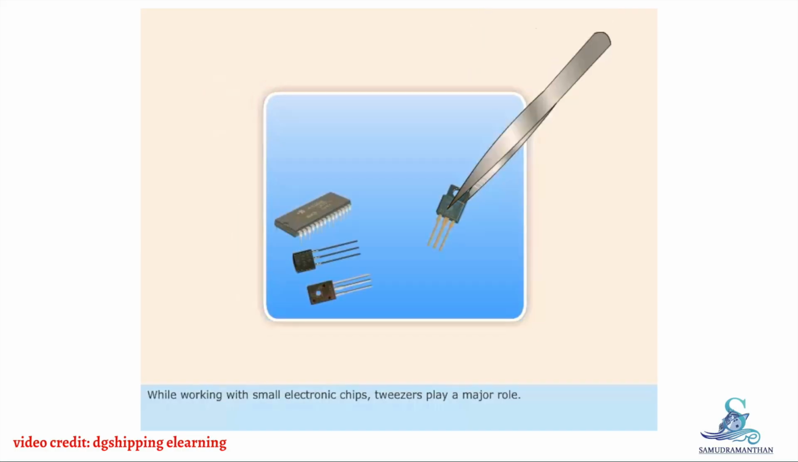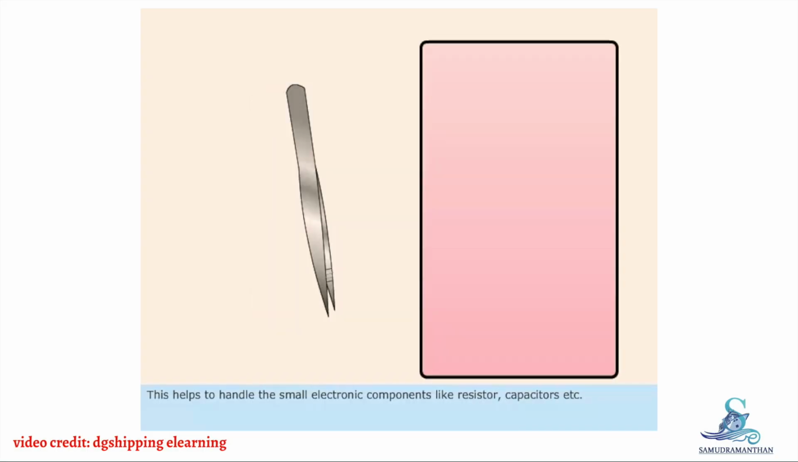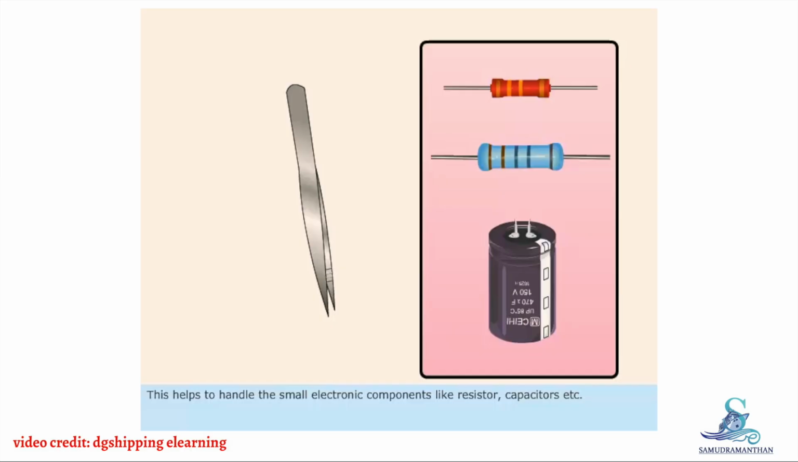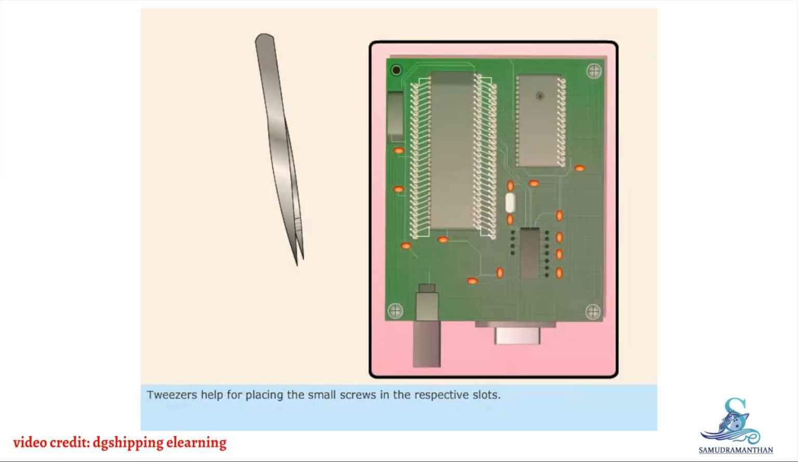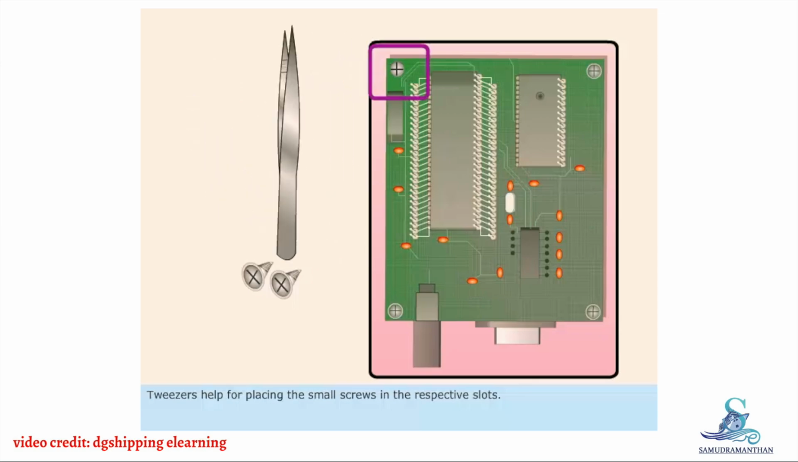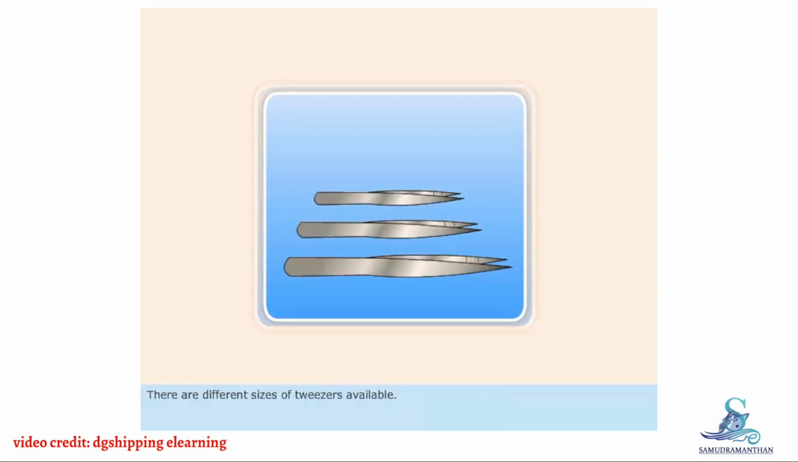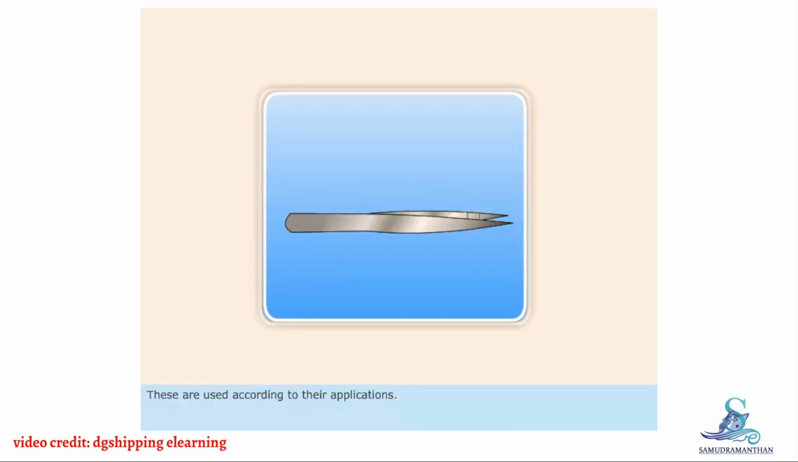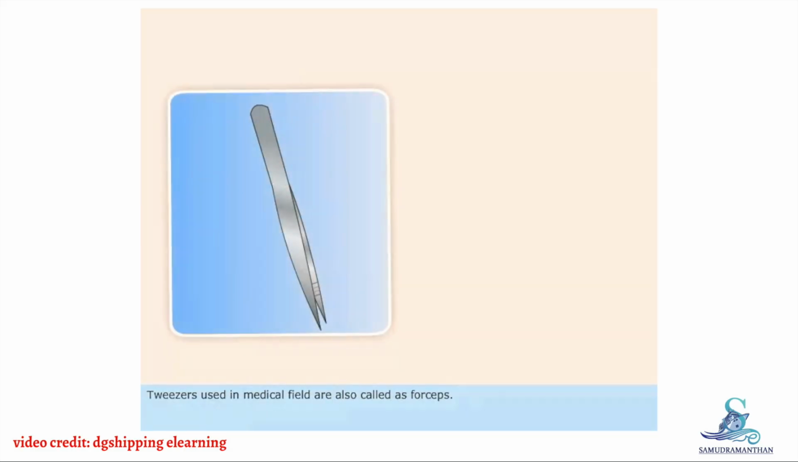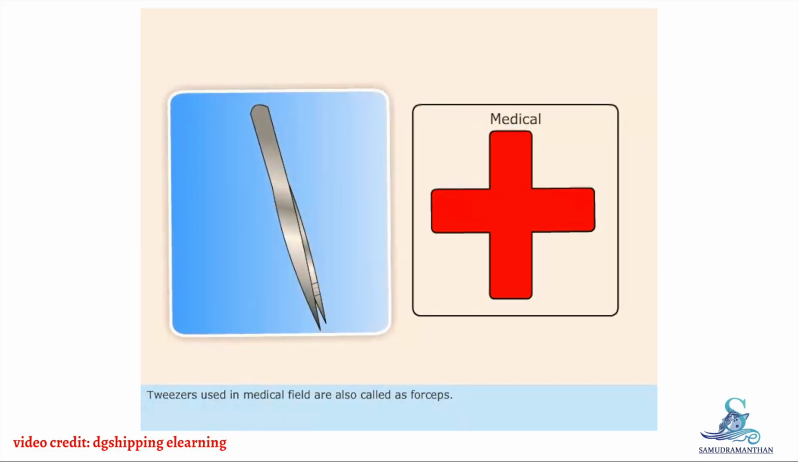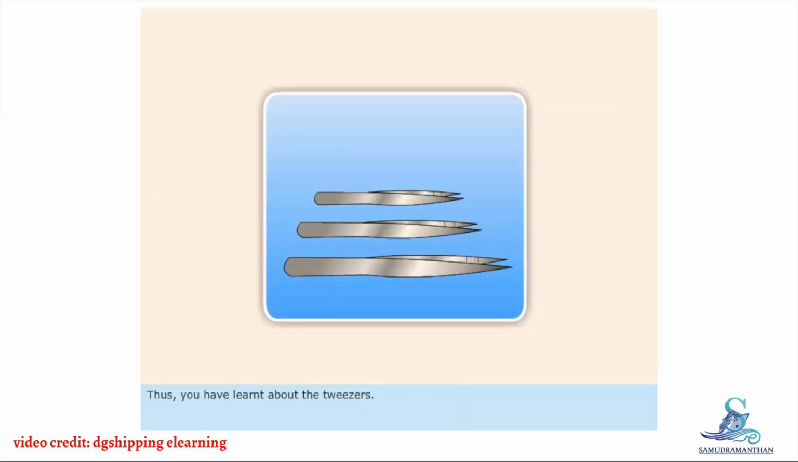While working with small electronic chips, tweezers play a major role. This helps to handle the small electronic components like resistor, capacitors, and so on. Tweezers help for placing the small screws in the respective slots. There are different sizes of tweezers available. These are used according to their applications. Tweezers used in medical field are also called as forceps. Thus, you have learnt about the tweezers.